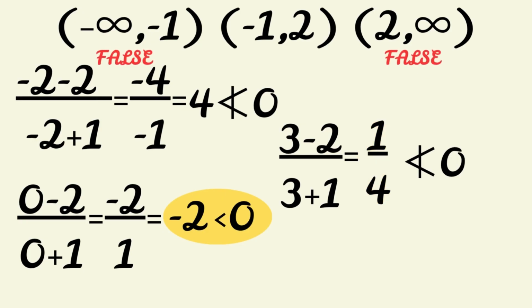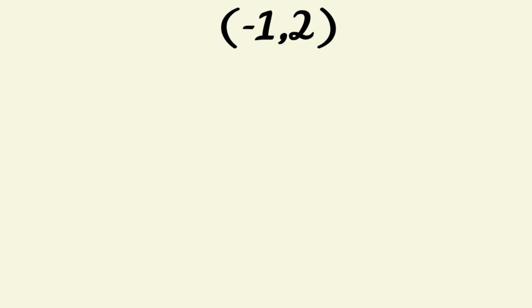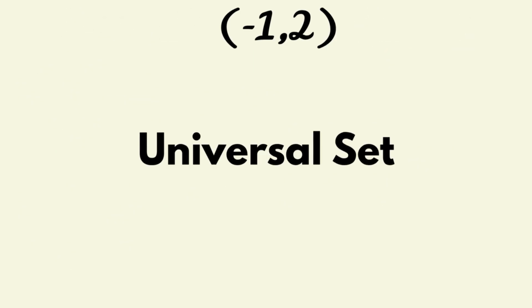(-∞, -1) and (2, ∞) are false. (-1, 2) is true. (-1, 2) is our solution set.